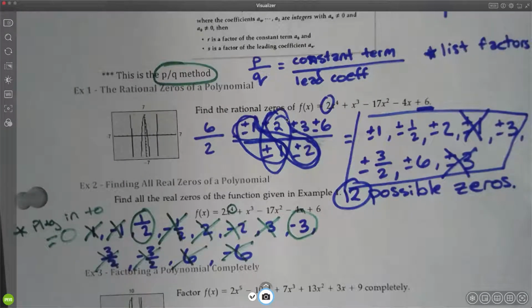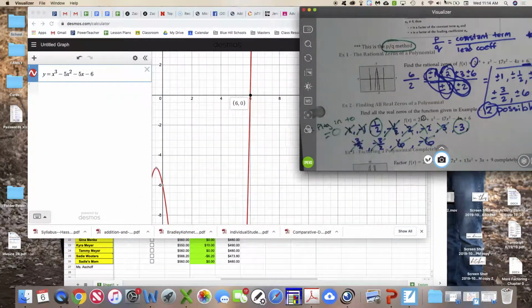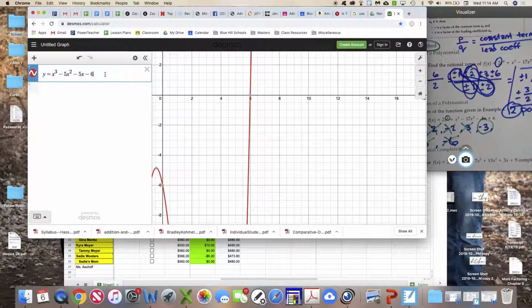Uh-oh. What did we do wrong? How many should there be? Four, unless two of them are imaginary, right? Yes, two of them could be imaginary, but there are four. Let's find who was wrong. Somebody didn't plug these in right. Positive 3 both work. Hold on.